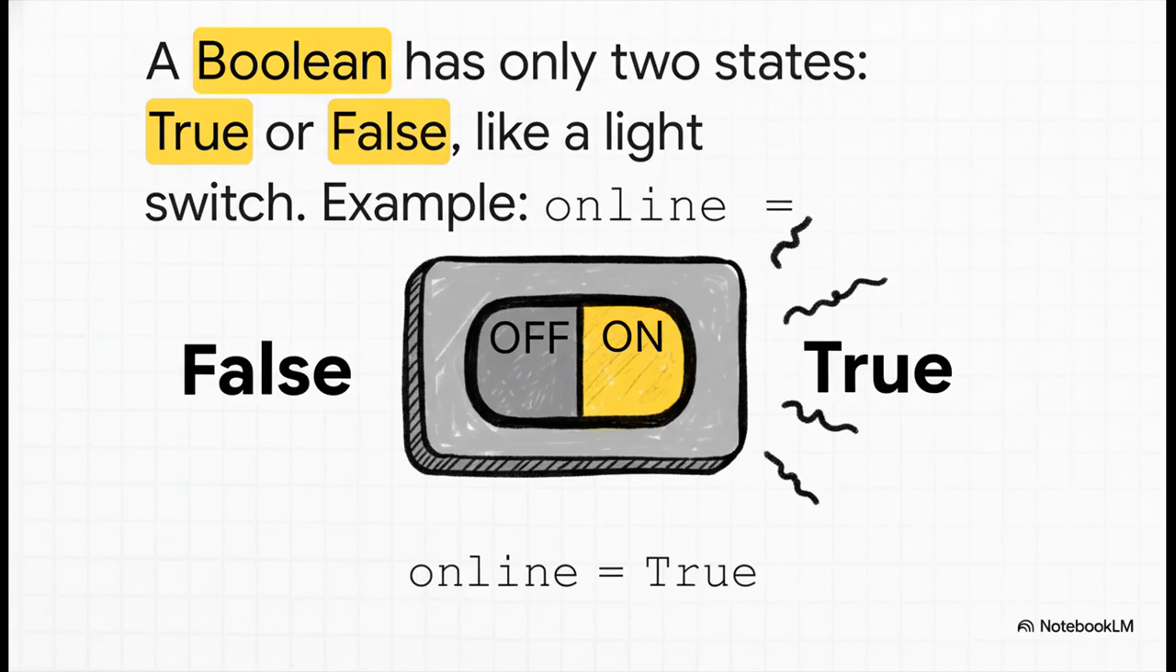And finally, we have the Boolean. It sounds complicated, but it's actually the simplest one. A Boolean can only have 2 possible values, true or false. That's it. Think of it like a light switch. It's either on or off. You'll use these constantly to control the logic in your code.